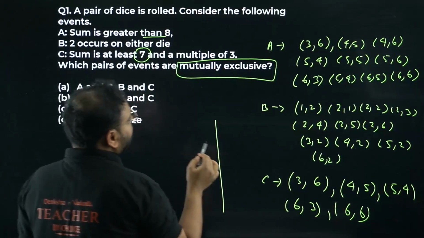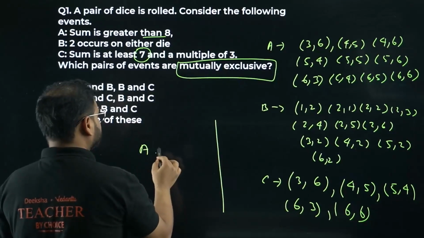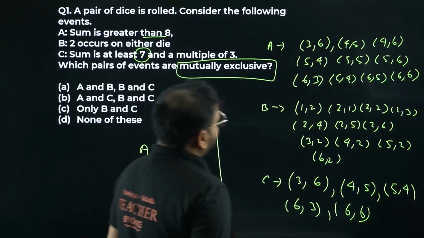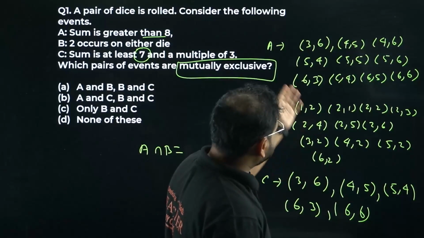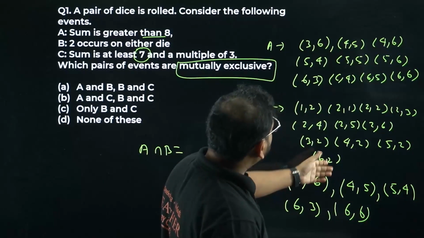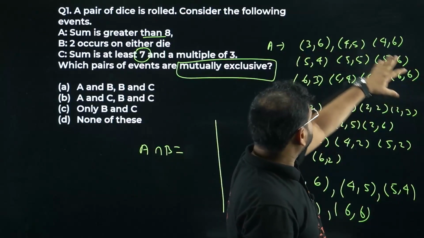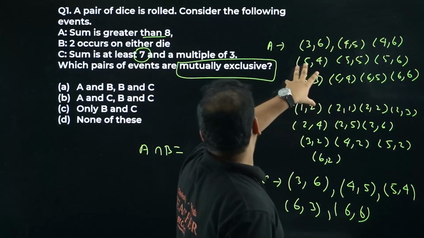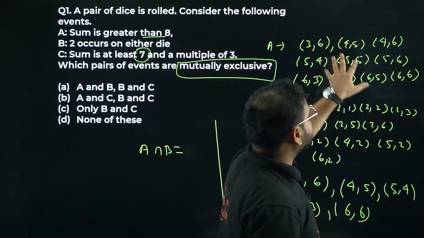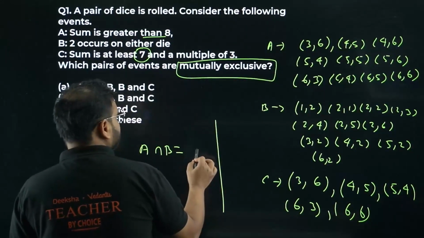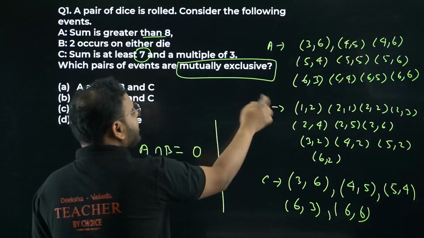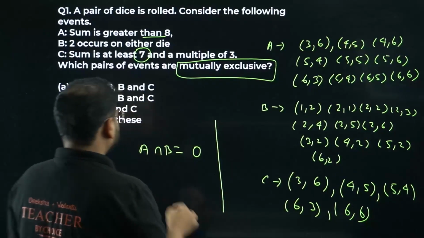So let's check for A and B intersection. Is anything like this there? No, 3 6 is not there. There's no term with 2 in it. Means of course, bacha, this will have no intersection. So A intersection B will be 0. So A and B are mutually exclusive. Okay, so this is okay.